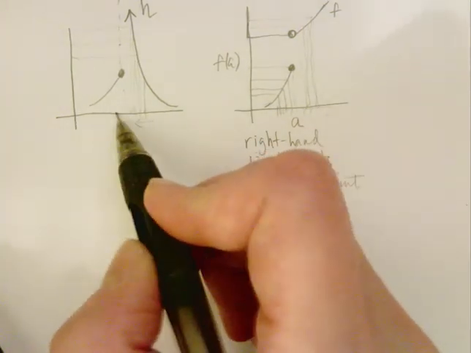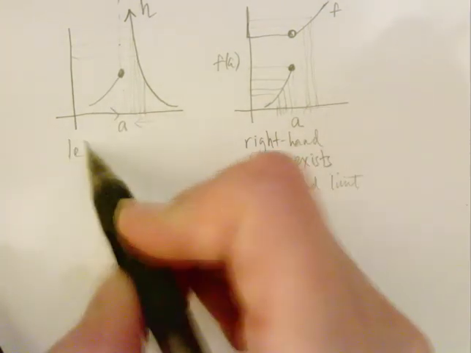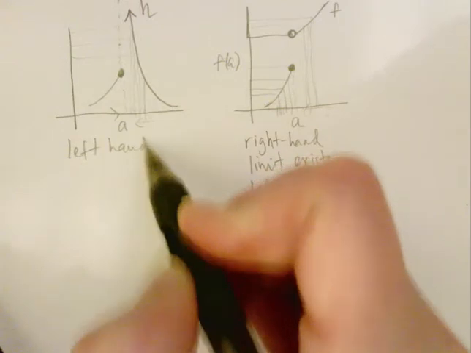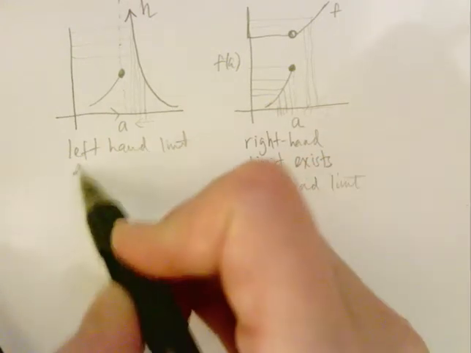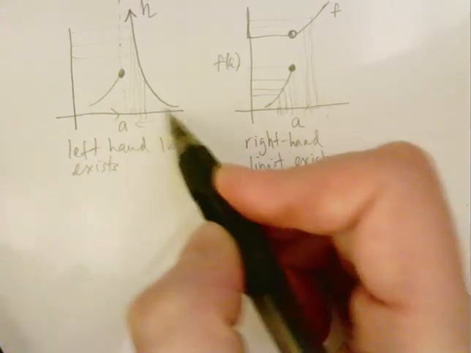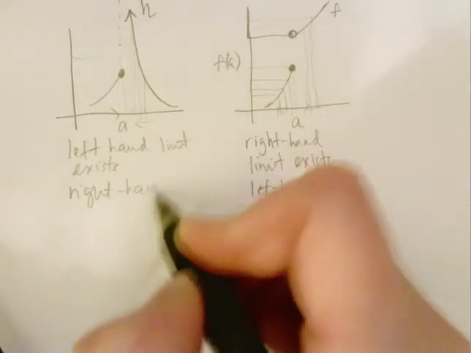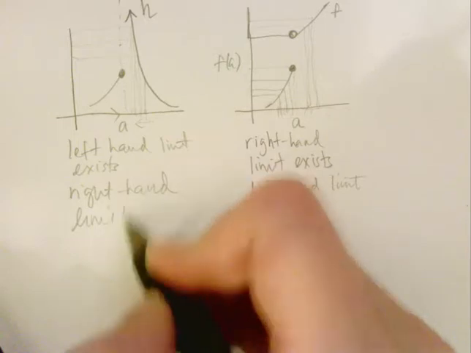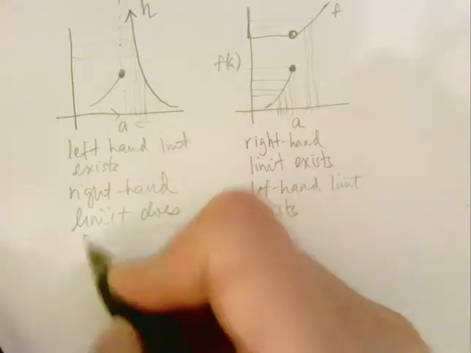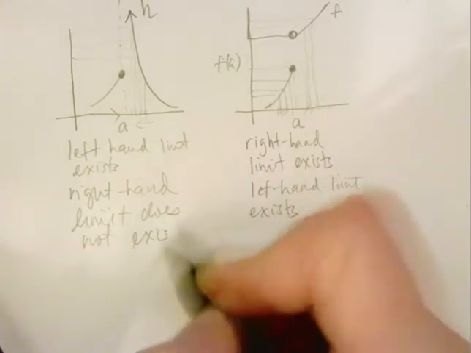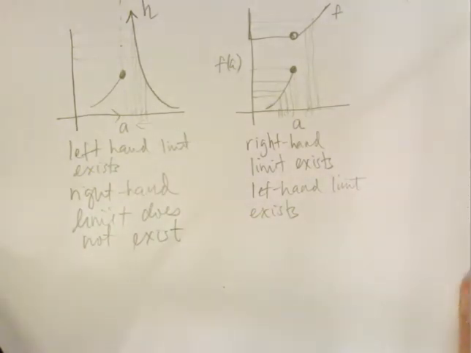Here, the left-hand limit exists, but the right-hand limit does not exist. So that's just some intuition about limits. What's the definition?